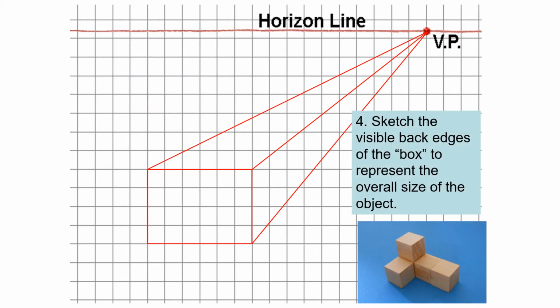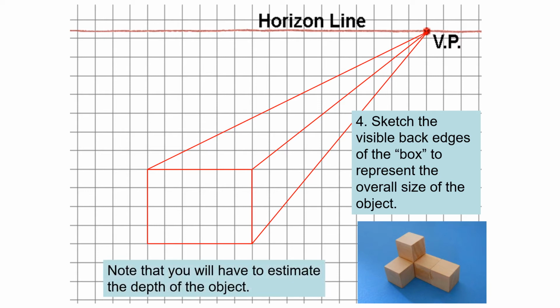Sketch the visible back edges of the box to represent the overall size of the object. So you kind of have to eyeball where these lines should be based on the depth. Note that you'll have to estimate the depth of the object. Up until this point, the sketching is all kind of technical sketching. You don't have to be really creative and have a good eye for art and what makes something look nice.